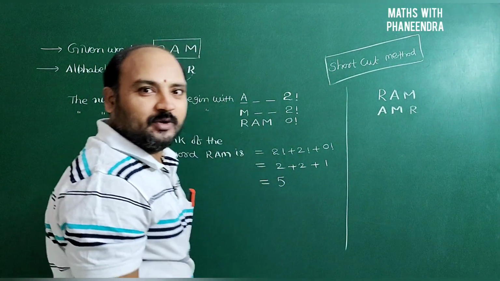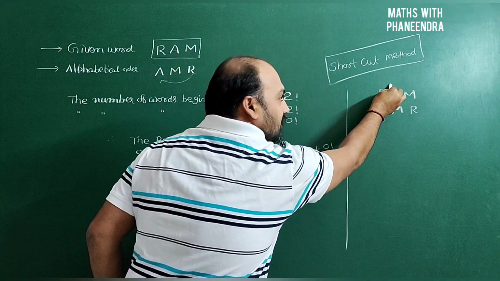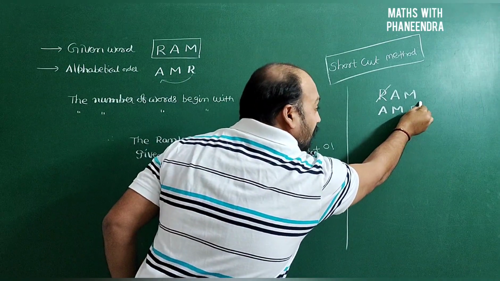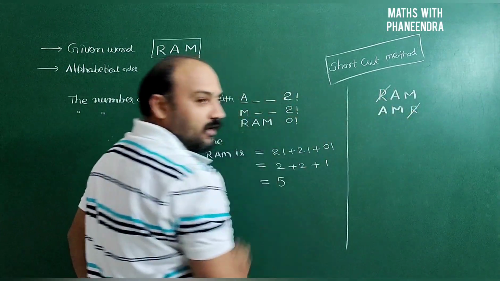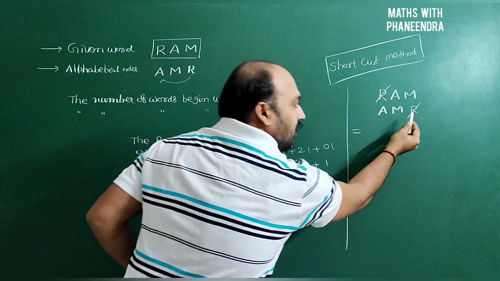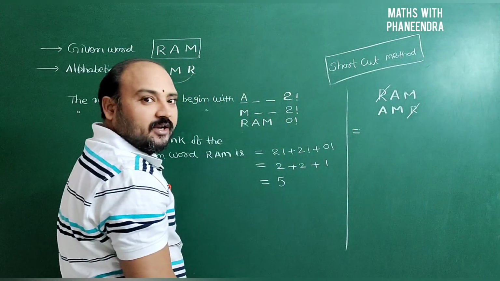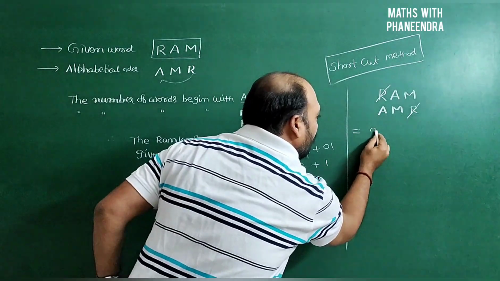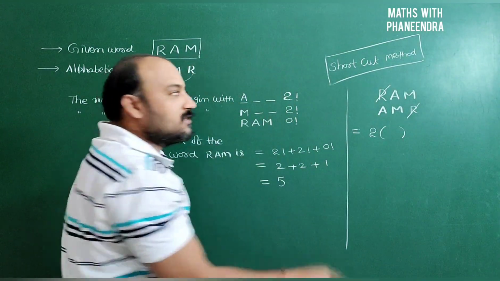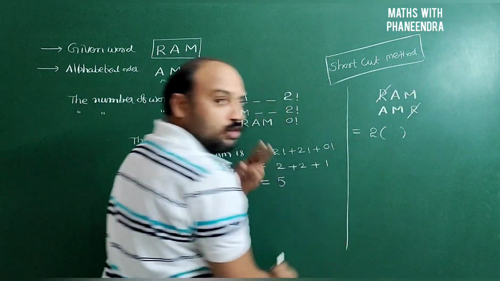Now, observe carefully, dear students. Here, first we have to cancel the letter R in the given word and cancel the R in the alphabetical order. After doing this procedure, in the alphabetical order, after cancelling R, how many letters are there before it? 2 letters are there. So 2 you can write here and keep a bracket. In this bracket, what we have to write is, after cancelling R in the given word, how many letters we have? 2 letters are there.